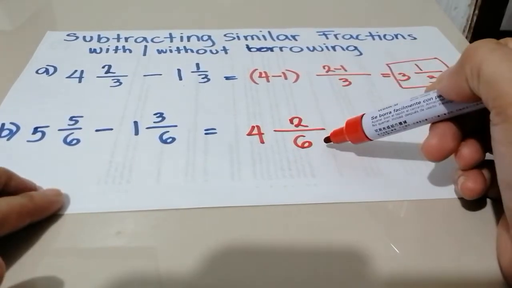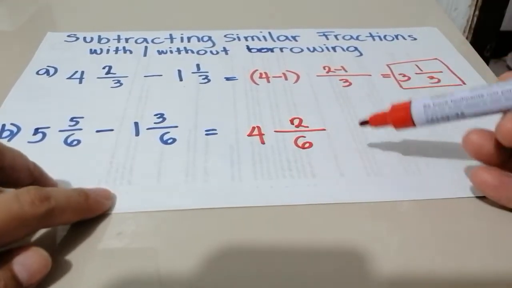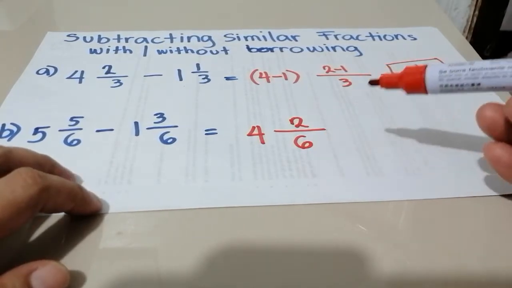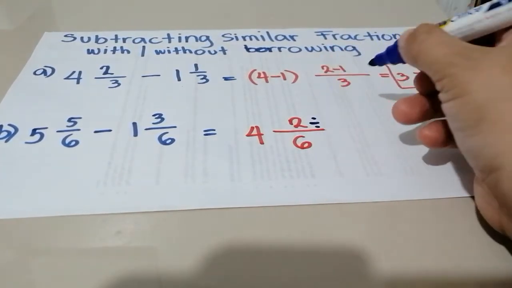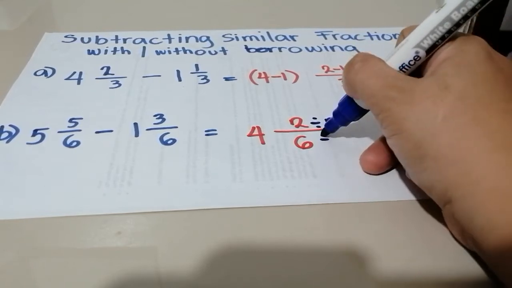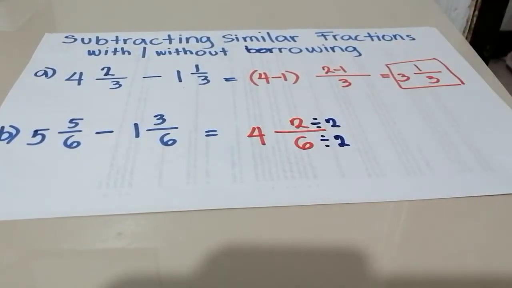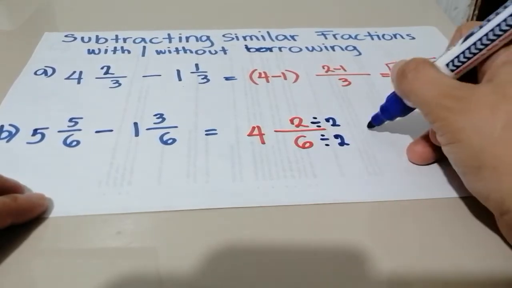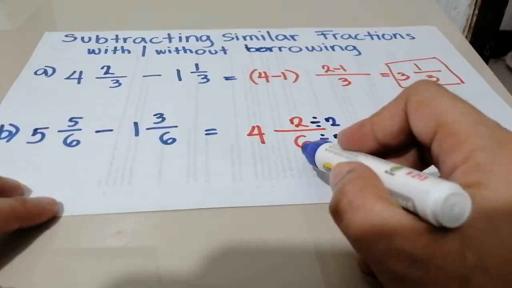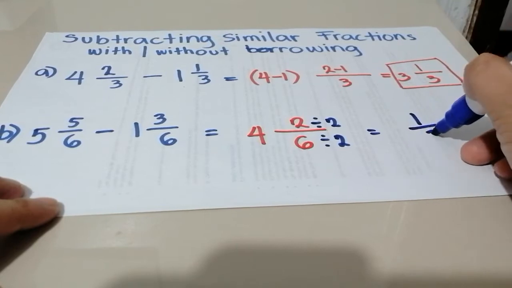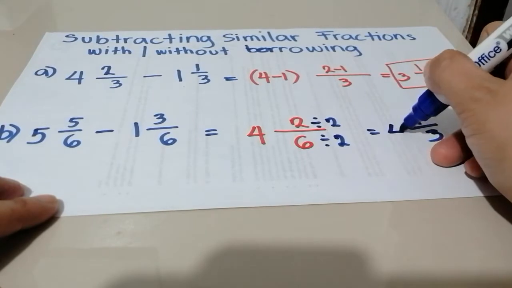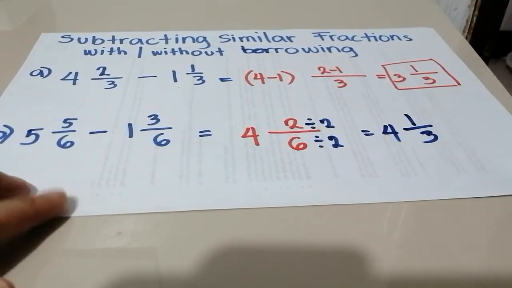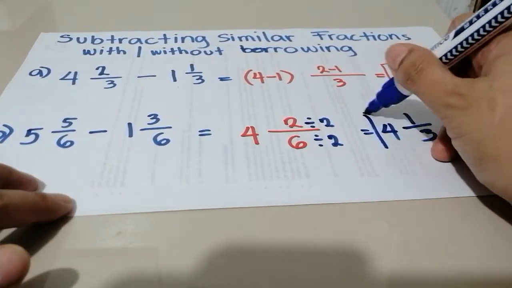But 2/6 here is not in simplest form. Bakit? Dahil ang 2/6 ay pwede pa siyang i-divide ng number. 2 can be divisible by 2, 6 is also divisible by 2. So, 2 divided by 2 is 1 at 6 divided by 2 is 3. Okay? And then, just copy yung 4 dito. So, the final answer is 4 and 1/3.